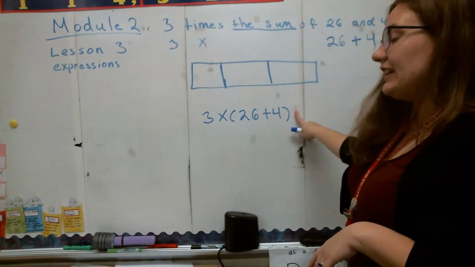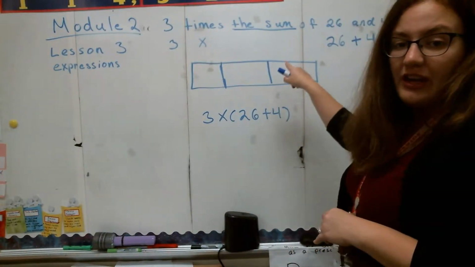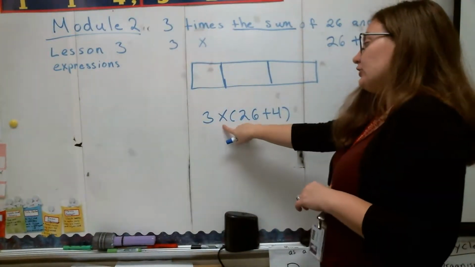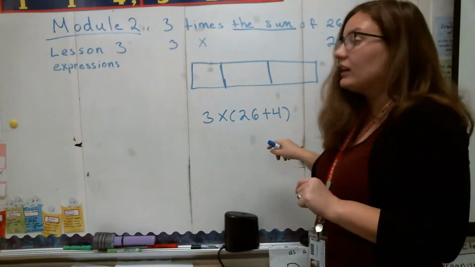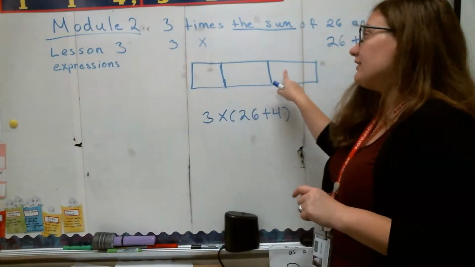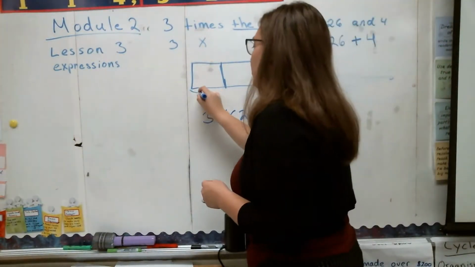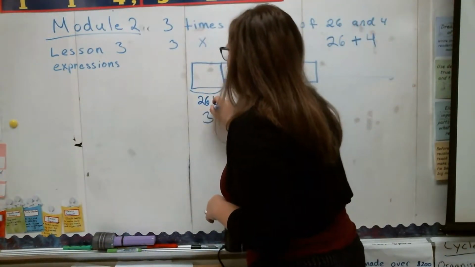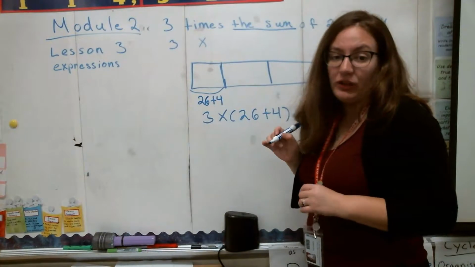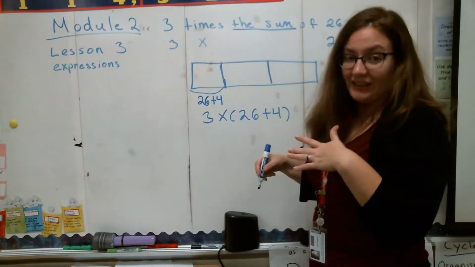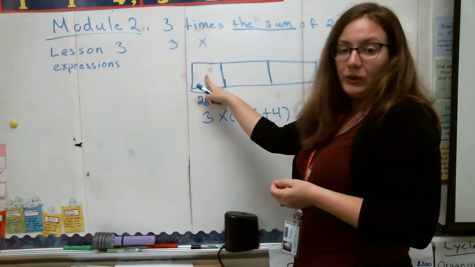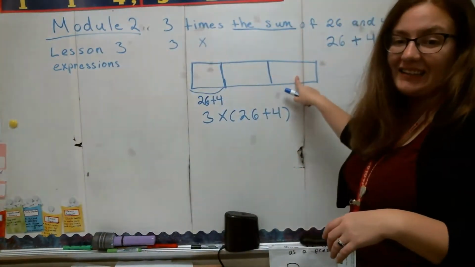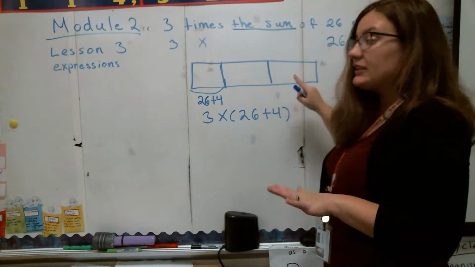So right now you should have this expression on your page and you should also have this tape diagram so far. Then I have 3 groups of 26 and 4. So that means that each of these groups is equal to, I'm going to draw a little semicircle sort of looking thing like this, and I'm going to label it as 26 plus 4. Because what this means is that this section equals 26 plus 4, this section equals 26 plus 4, and this section equals 26 plus 4.